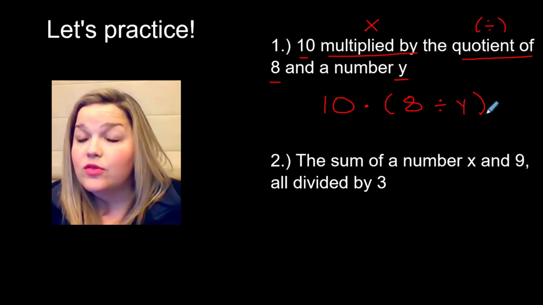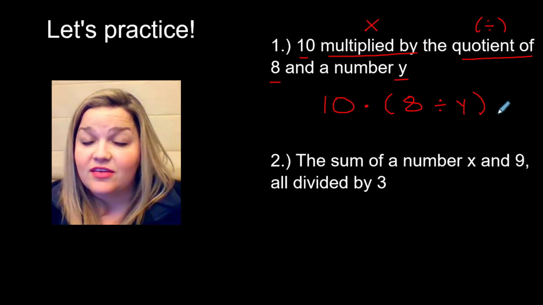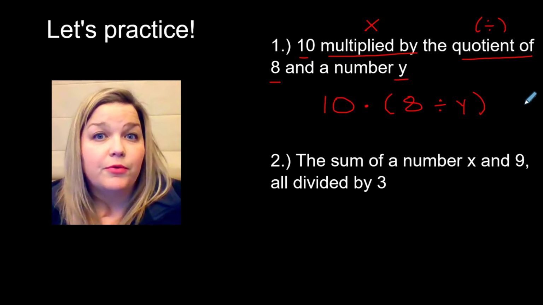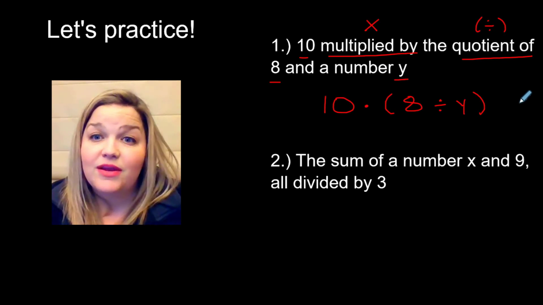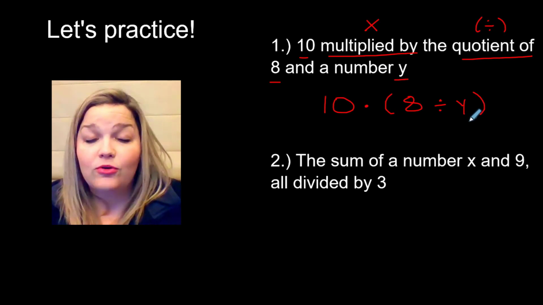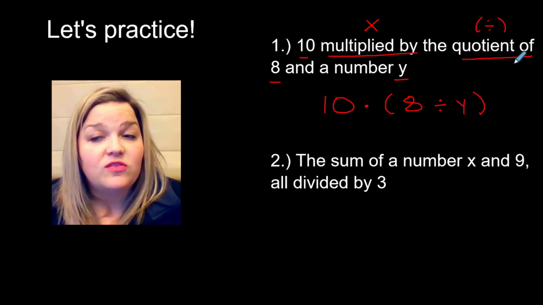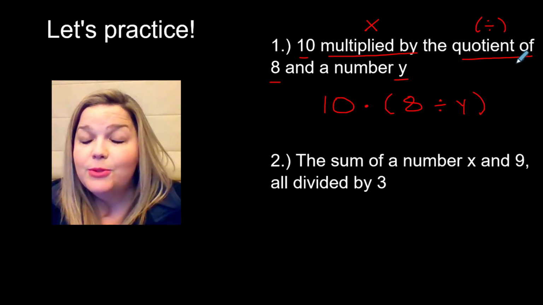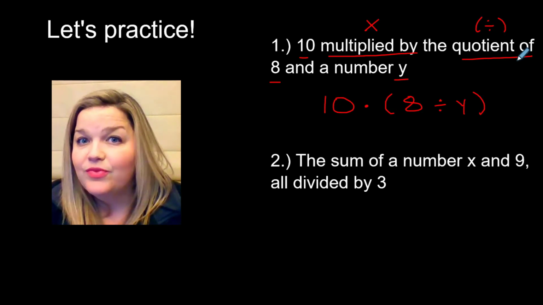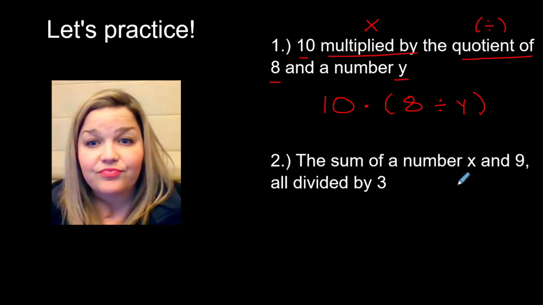Notice that since there was more than one operation going on in my sentence, I made sure to include the parentheses. And it's good because in this sentence, normally with order of operations, multiplication and division, you just go left to right. But since this word phrase used the specific word quotient, which means answer to a division problem, I need to put parentheses around it.